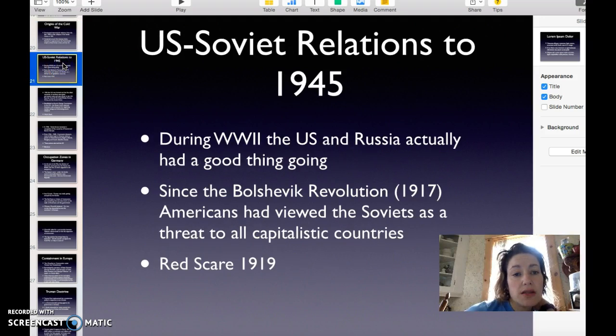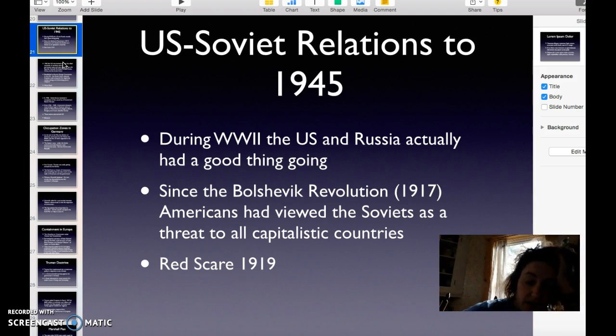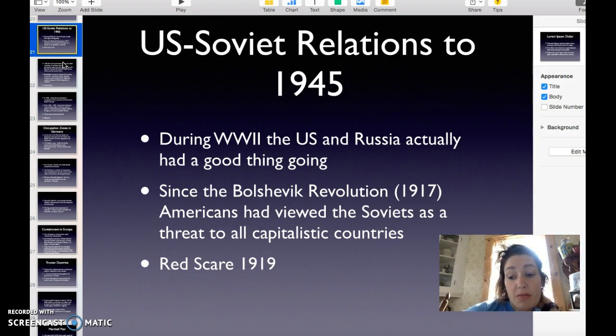So let's start with U.S. and Soviet relations in 1945. During World War II, the United States and Russia actually had a good thing going. They had a pretty good relationship. Russia of the Soviet Union still had a bad taste in their mouth from what Hitler did to them.